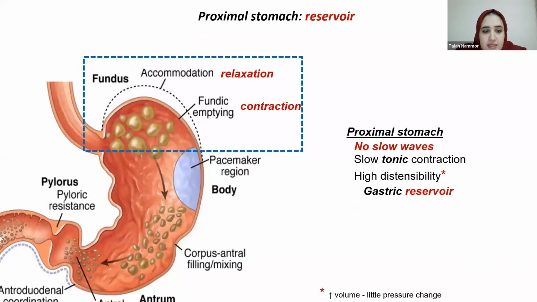You see here, the whole fundus will contract or relax together. It's not going to be like peristalsis, exactly like a rubber band. It's not going to have waves. They will all contract together. They will all relax together. While in here, in the peristaltic wave, it's not going to be like that.